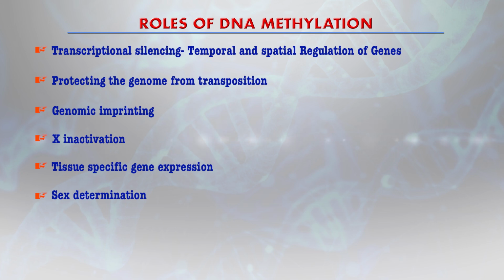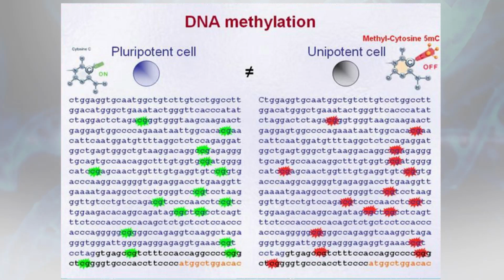Many of the X inactivation, one of the X chromosomes, is inactivated by the DNA methylation process, and tissue specific gene expression is by the methylation process, sex determination and stem cells. So this is like pluripotent stem cells. When these CG rich regions in the pluripotent stem cells get methylated, they become unipotent. On the right side you have CG, and the red circles show that it is methylated. Once it is methylated, this is a particular cell type, and this is a particular cell type.